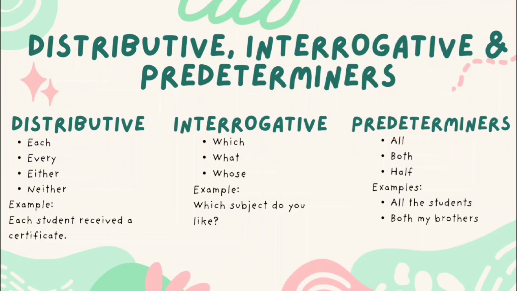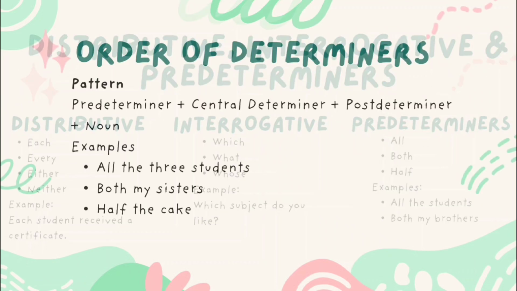Distributive determiners refer to members of a group individually. These include each, every, either, and neither. For example, each student received a certificate. Interrogative determiners are used to ask questions. These include which, what, and whose. For example, which subject do you like? Predeterminers come before other determiners. Some common examples are all, both, and half. For example, all the students and both my brothers.